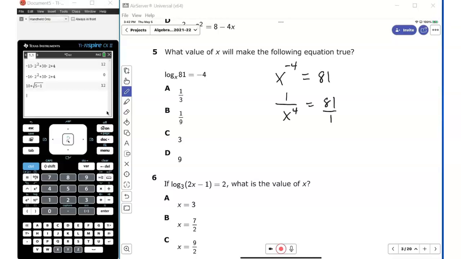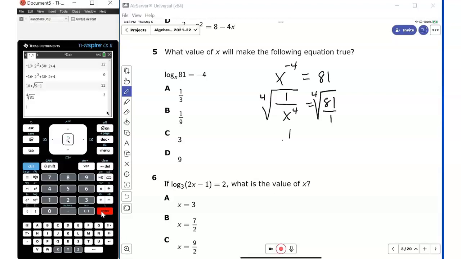I need to know the value of x when it's raised to the 4th power is equal to 81. So here's a strategy. We're going to get the 4th root of the left side. You're going to get the 4th root of the right side. Go to your calculator, control, and then you have this symbol. And remember the index is 4. And we want to get the 4th root of 81, which gives us 3.